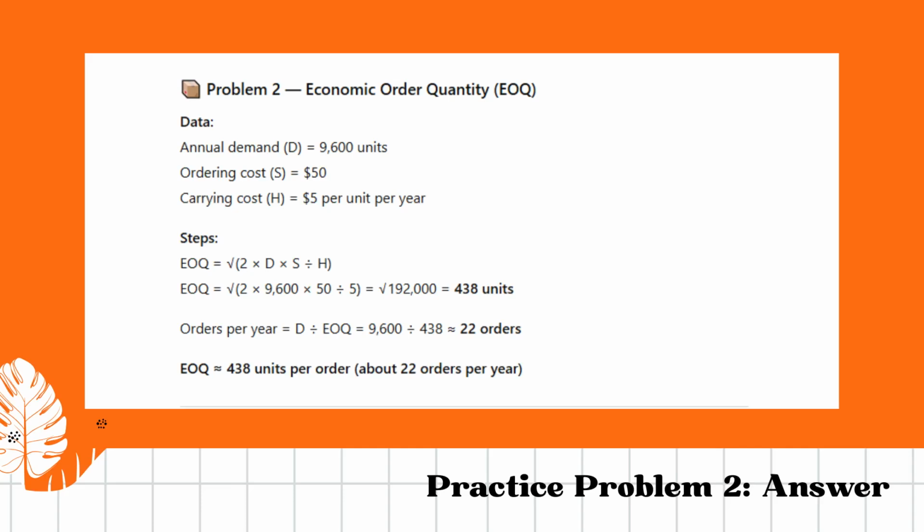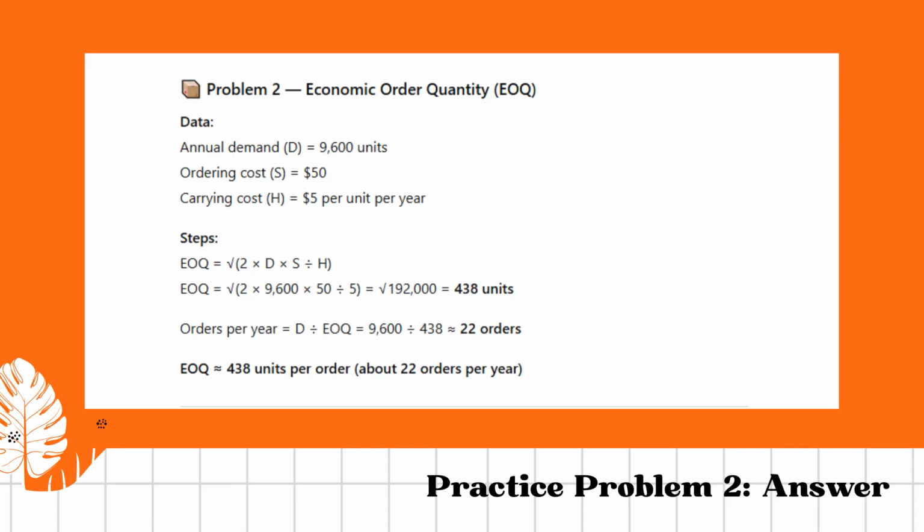Problem 2. Economic order quantity, EOQ. Data. An item has an annual demand of 9,600 units. Each time an order is placed, it costs $50. Holding one unit in inventory for a year costs $5. We need to find the most economical order size and how many orders should be placed each year.